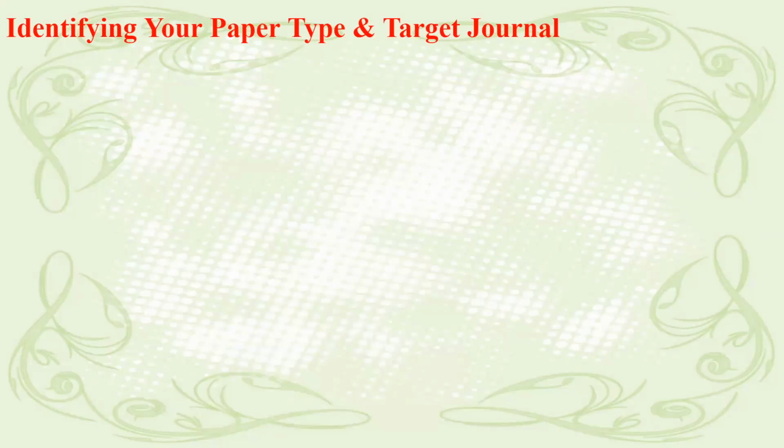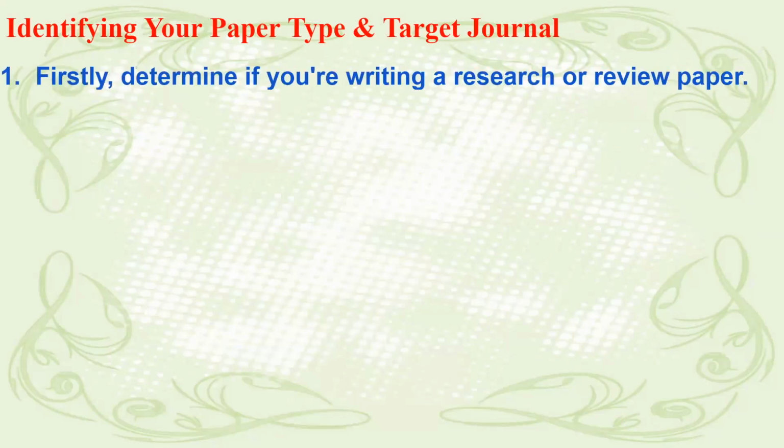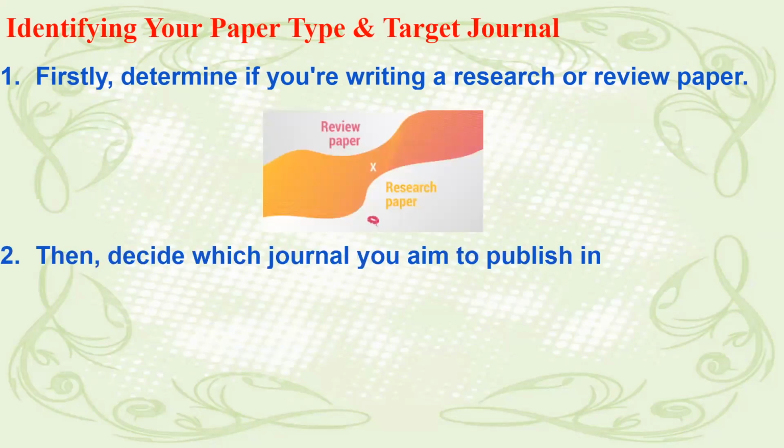Identify your paper type and the target journals. So your paper may be a review paper or a research paper. Decide which journal you aim to publish in. So you can check the Scopus website and find out, according to your subject area, which journals you are planning. There may be quartile 1 journals or quartile 2, quartile 3, quartile 4 journals.